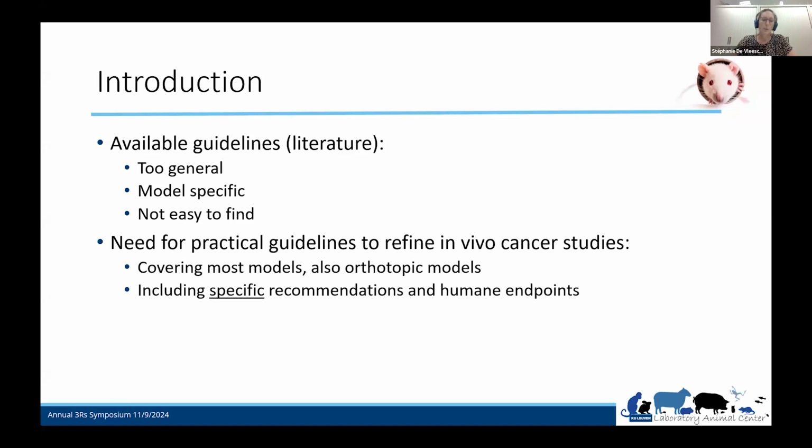So there was a need for practical guidelines to refine in vivo cancer studies, which cover most models, also the orthotopic ones, and which include really specific recommendations and specific humane endpoints.